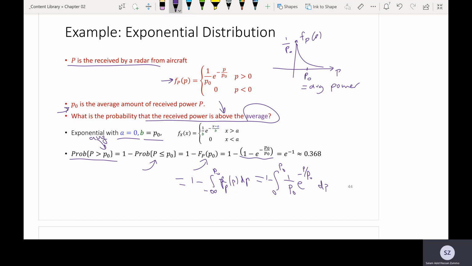And just opening up things, for p0 you will get basically 0.36. So the probability that you will see the signal larger than the average is only 36%. Two thirds of the time you get what? A signal that is, is it a good system or a bad system?